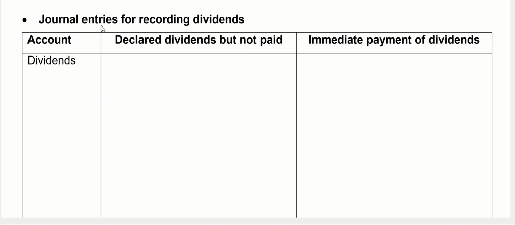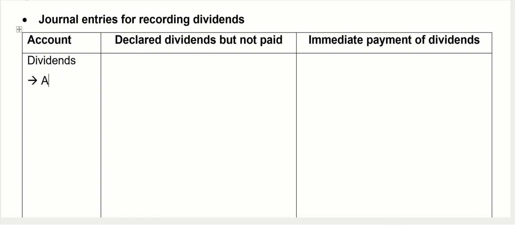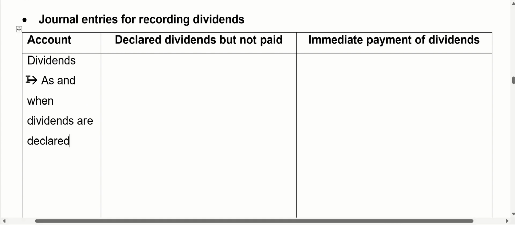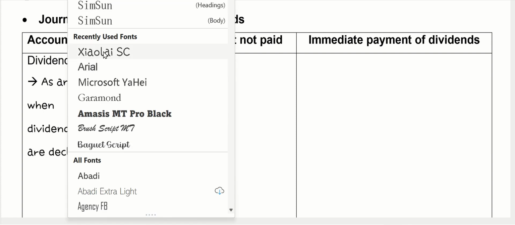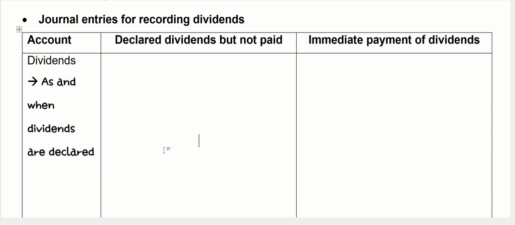Now, when are you going to record journal entries for dividends? You will record them as and when dividends are declared. Meaning what? If your dividends are declared on 1st of April, April Fool's Day, then you will record it on April Fool's Day. If your dividends are declared on first day of the year, then you will record it on the first day of the year. If your dividends are declared on the 31st of December, then you will record it on the 31st of December. Whenever you declare dividends, you will record these journal entries.